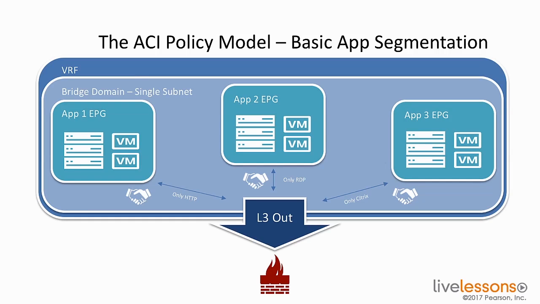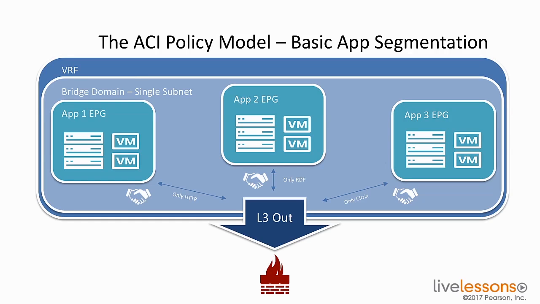I haven't changed any of the IP addressing. They still belong to that subnet, and they're able to get to their default gateway because that's associated with the bridge domain. And now I can apply contracts between those devices and the users in my network through my layer 3 out to control who has access to which applications over what ports. So for instance, app 1 is only allowing web services from end users into that application. App 2 is only allowing RDP traffic, and app 3 is only allowing Citrix VDI traffic.